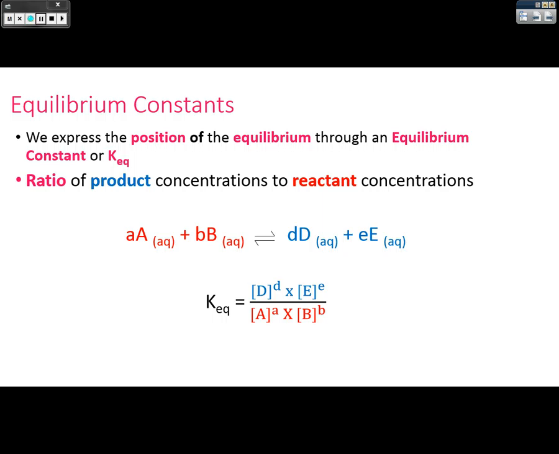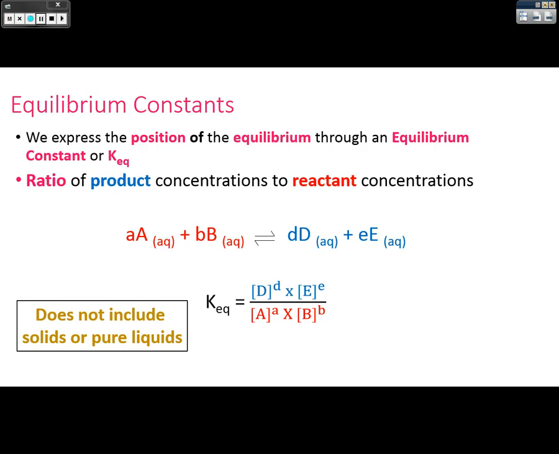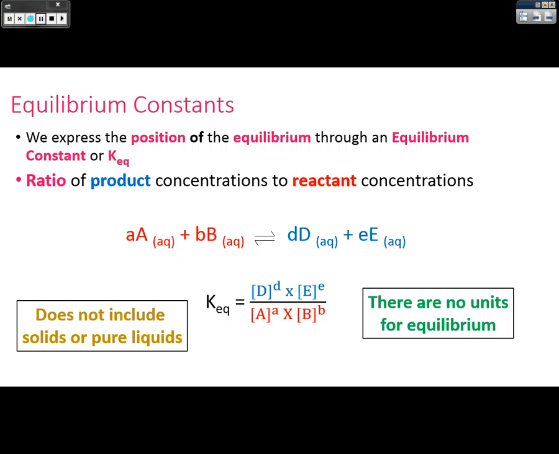The cool thing about equilibrium constants is that we do not include solids or pure liquids because those are not considered part of the equilibrium constant expression. And they have no units, so no half points off on a test because you forgot your units, because there are no units. The concentrations that you've got there all cancel each other out, leaving you with no units at the end.